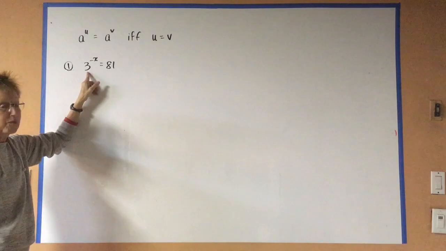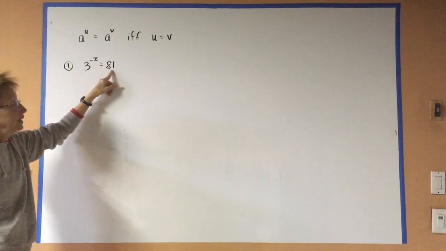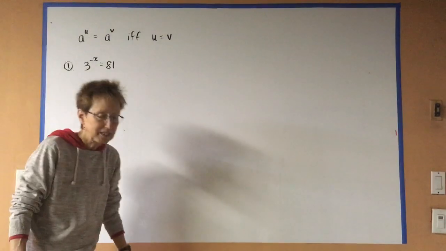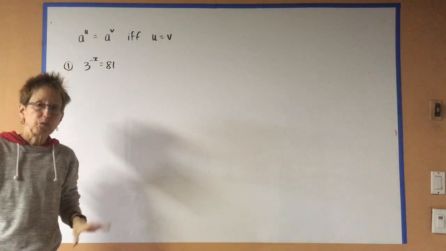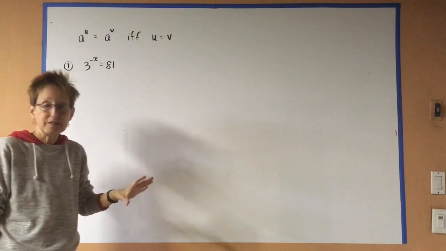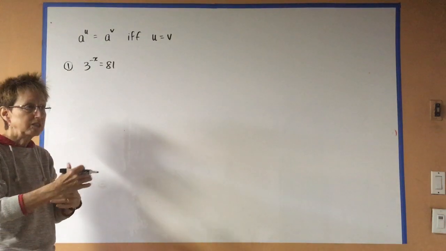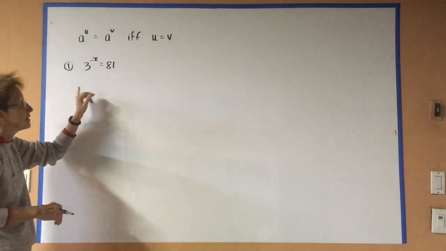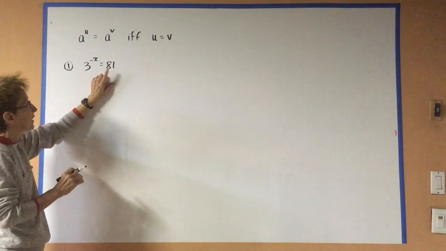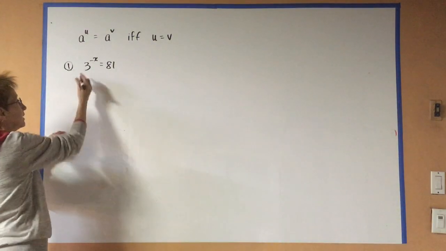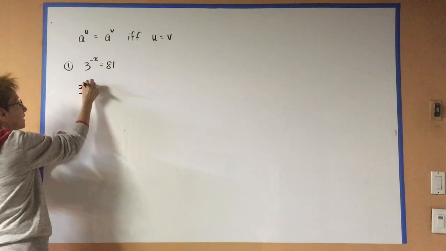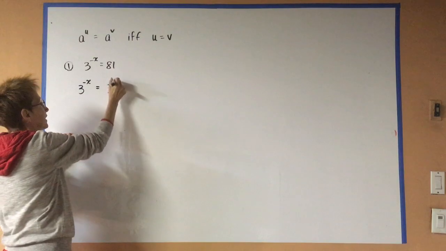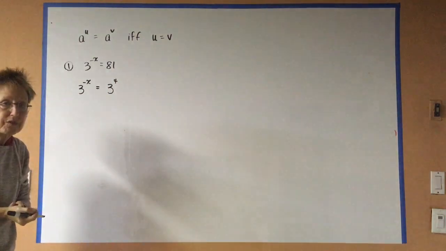So this is a base of 3. Can I turn 81 into a base of 3? And again, even if you think it's obvious what the answer is, I want you to show the work, because as they get harder, they won't be as obvious. So I want you to show the steps and the work and the logic behind using this property, which means create same bases. So I think I can turn 81 into a base of 3. My first step is to write down 3 to the negative x equals, and I'm going to turn this into a base of 3, and when I do that, it is 3 to the 4th.